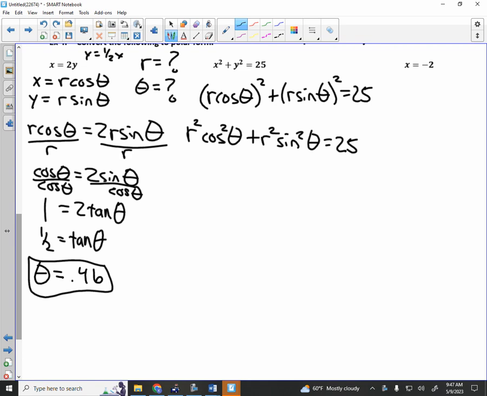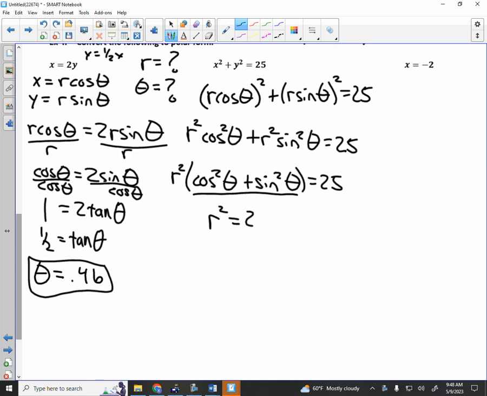Anybody see the little trick I'm going to do next? Before I do that, I have to, starts with an F, rhymes with actor. Factor. Factor out that r squared. Aiden, what did you suggest cosine squared plus sine squared is equal to? 1. Notice how this is 1. So you get r squared times 1 is r squared is equal to 25.